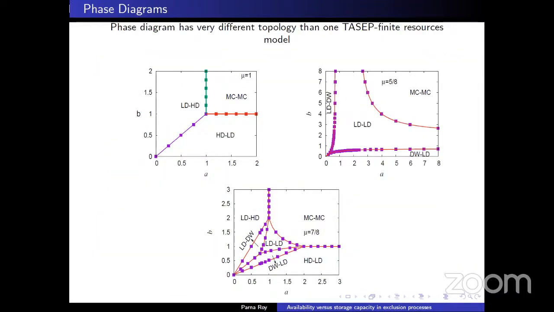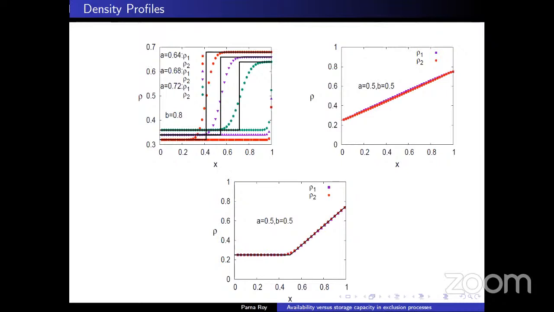Next, here I have shown the phase diagrams for different values of mu in the AB plane. This is the result for mu equals 1. This is for mu equals 5 by 8 and mu equals 7 by 8. Now, LD-HD or HD-LD, that is mixed phases, are possible only for values of mu greater than or equal to 3 by 4 and less than or equal to 5 by 4. Next, we have studied the nature of domain walls in the phase diagram. As we can see, both localized domain walls and delocalized domain walls are possible.